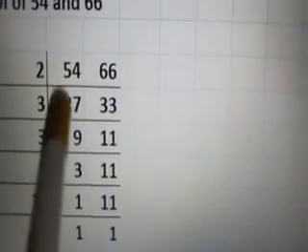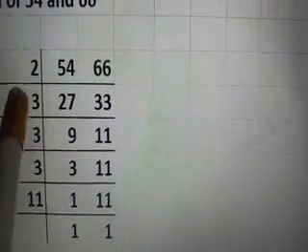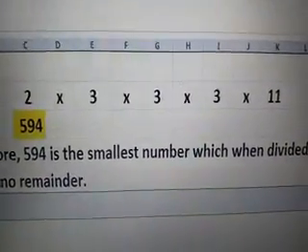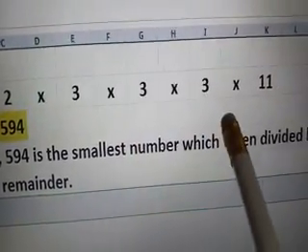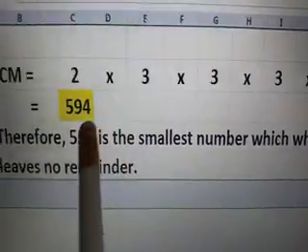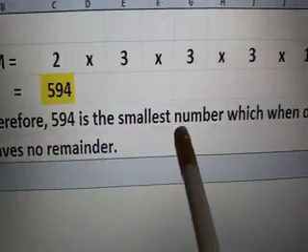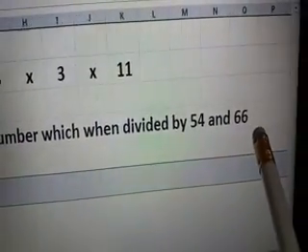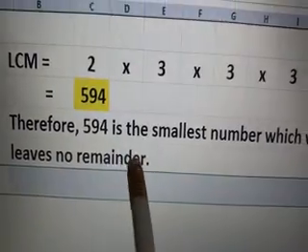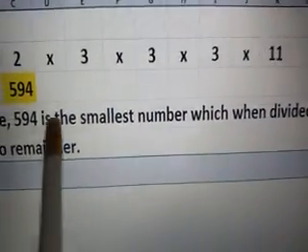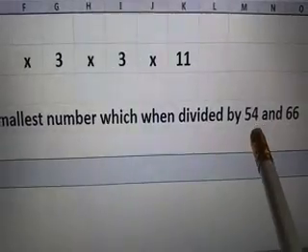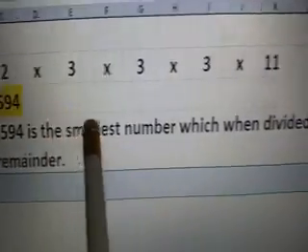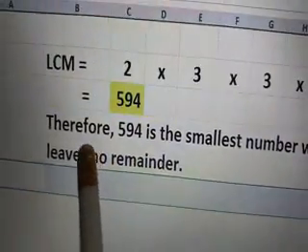So the prime factors of 54 and 66 are 2 into 3 into 3 into 3 into 11. When we multiply all these factors, we get 594. Therefore, 594 is the smallest number which when divided by 54 and 66 leaves no remainder. Means when we divide 594 by 54, we get no remainder. Again, when we divide 594 by 66, we get no remainder.